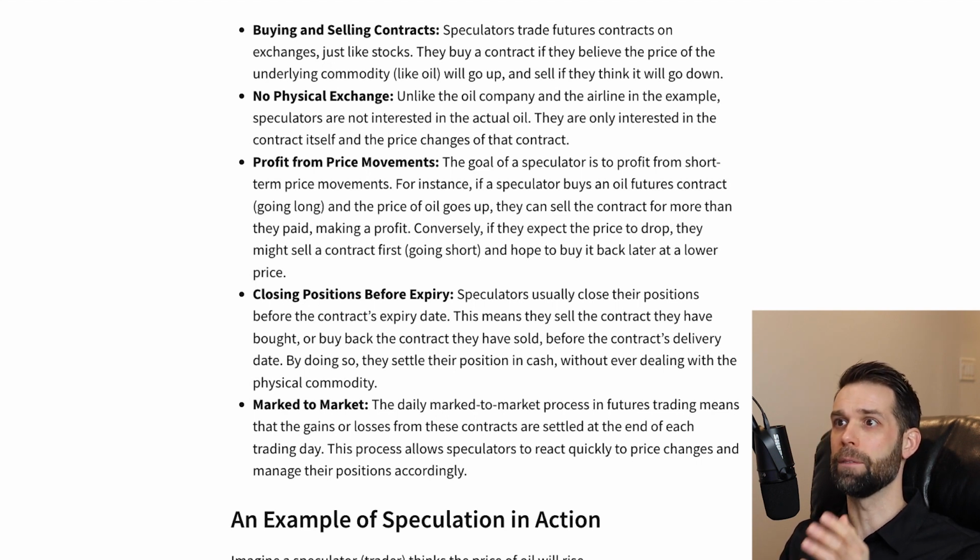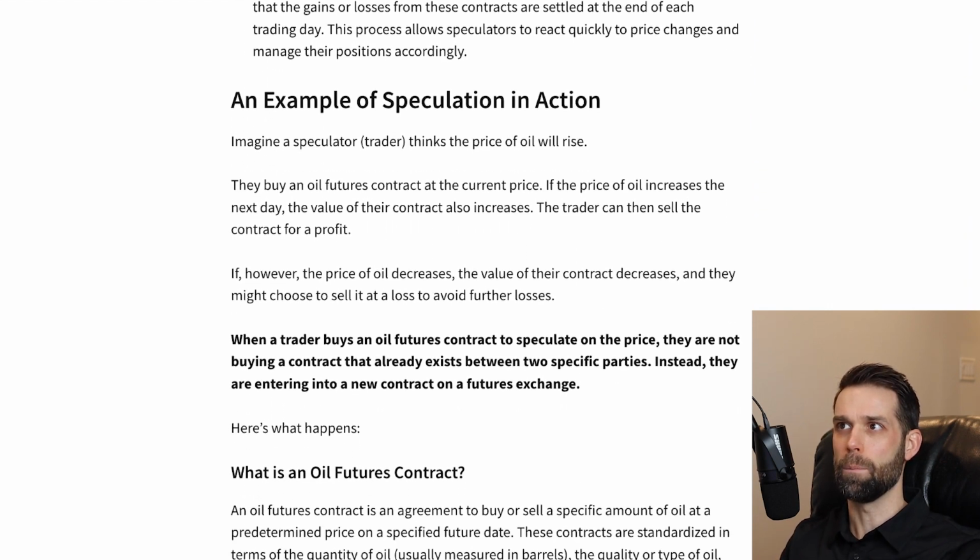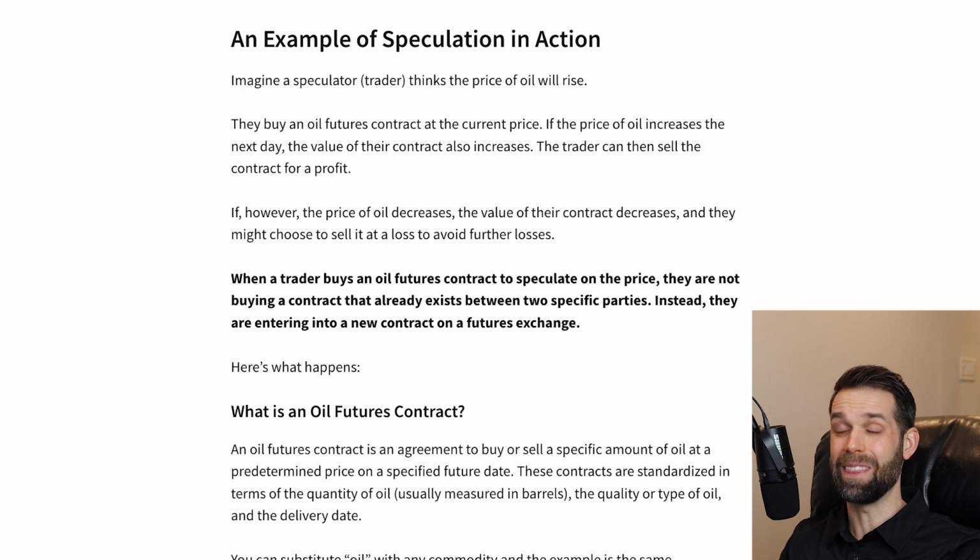And then mark to market: daily marked to market prices in futures trading means that the gains or losses from these contracts are settled at the end of each day. So here is another example, just to kind of cement this idea.